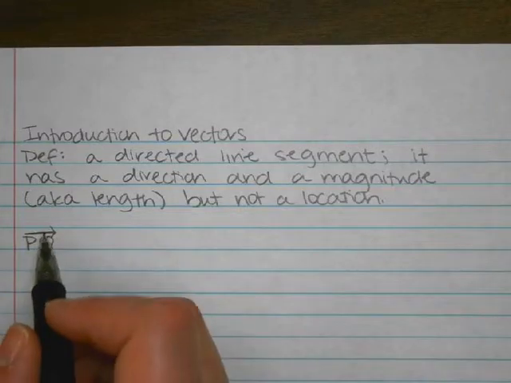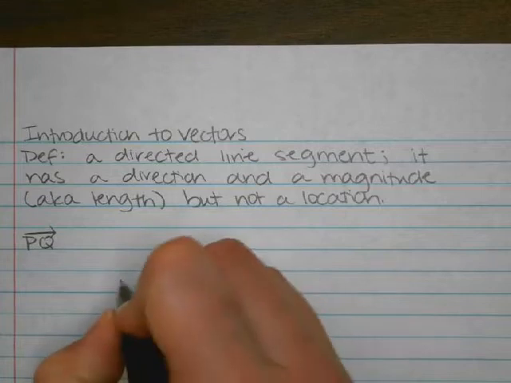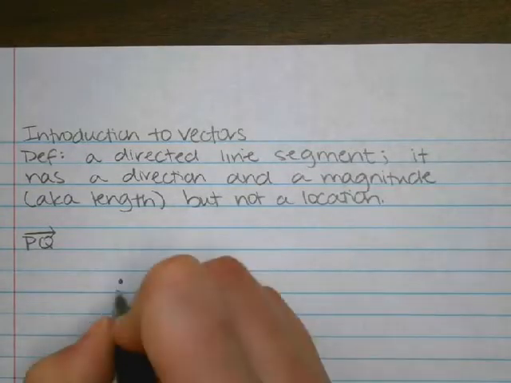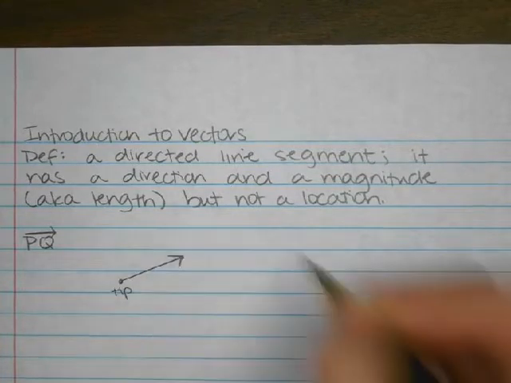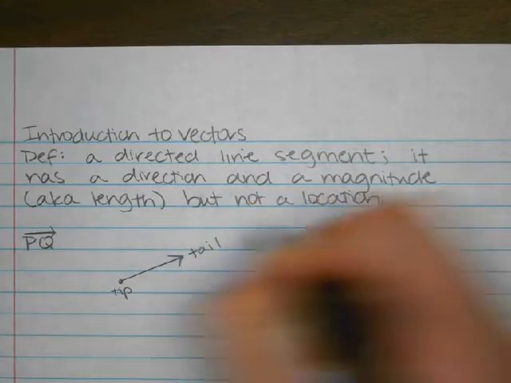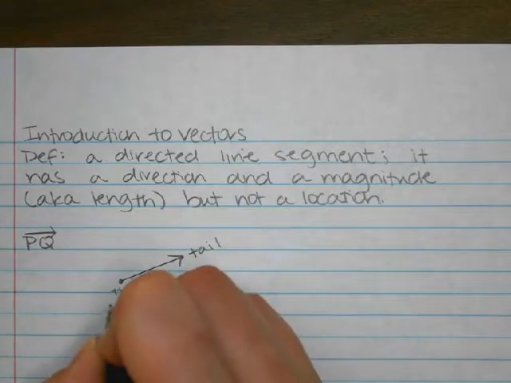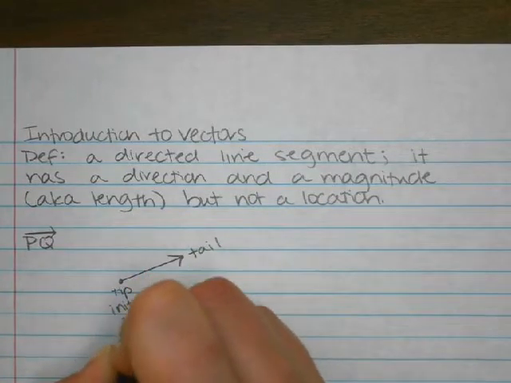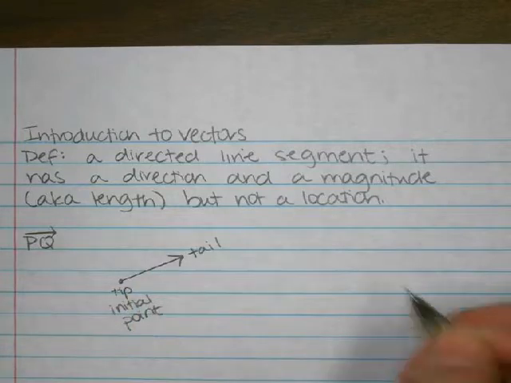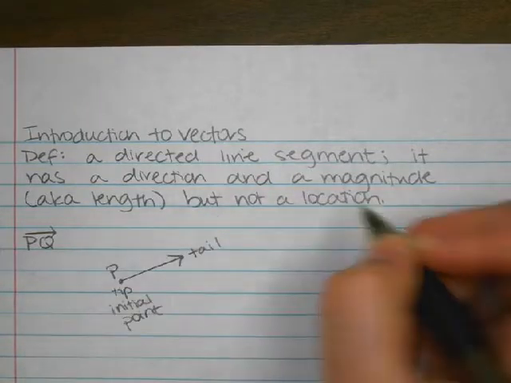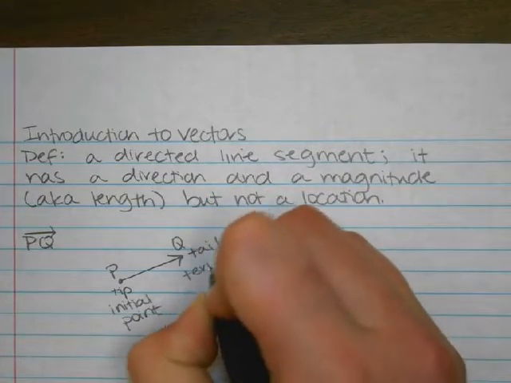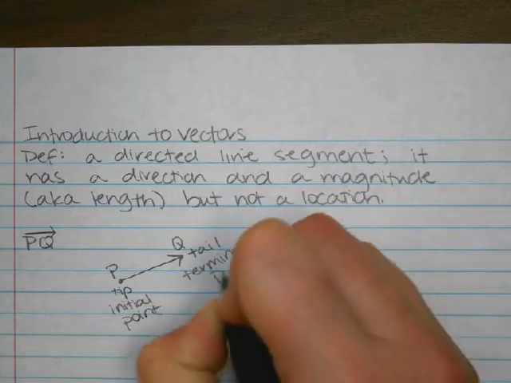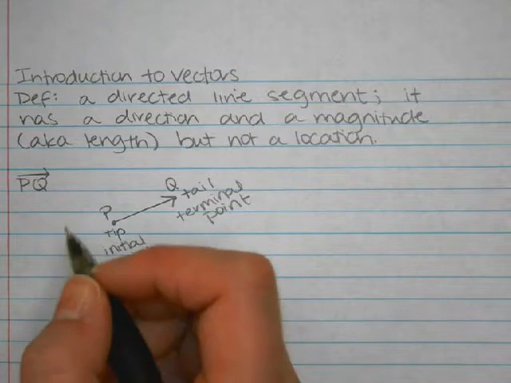So vector PQ looks like this, where it has one point that you begin with, and this is called the tip of the vector. And then it goes to another point where the arrow is, and that's called the tail of the vector. And the tip of the vector is the initial point. Like I said, that's where we start. And so in vector PQ, this would be point P. And then the final point Q would be the terminal point. Right? So that's how we write vector PQ.